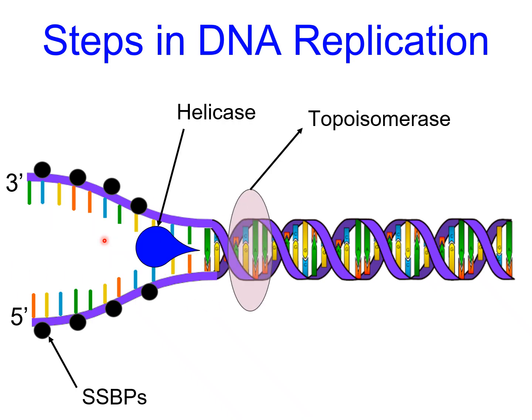And here we go. This is our topoisomerase. Topoisomerase is responsible for uncoiling. So topoisomerase is working ahead of helicase. They're both moving in the same direction. However, the topoisomerase is moving ahead to straighten out the DNA, while the helicase is responsible for pretty much unzipping.